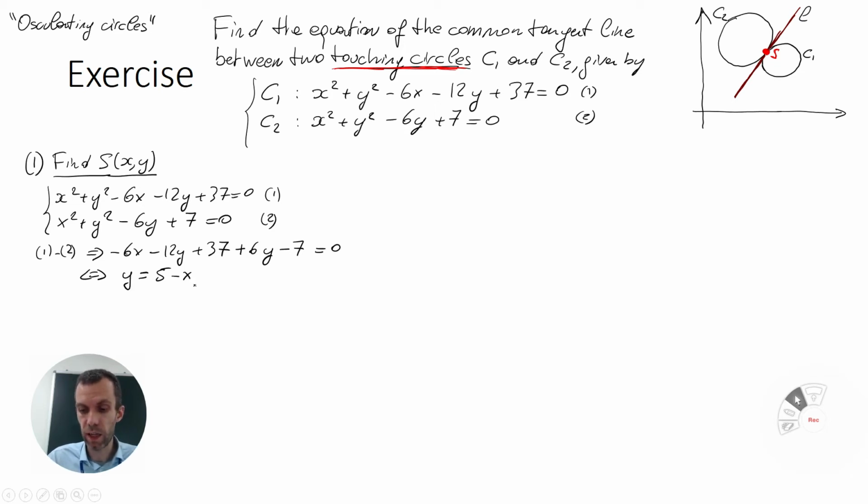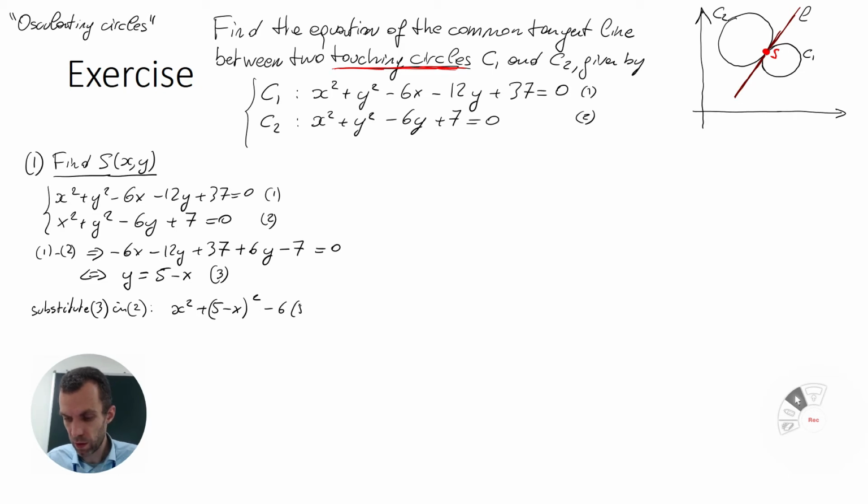So to find the x coordinate, let's call this 3, and let's substitute 3 into either one of these two equations. It'll give you the same result, but let's take the easier one. Let's substitute into 2, and then what we get is x squared plus 5 minus x squared minus 6 times 5 minus x plus 7 is equal to 0.